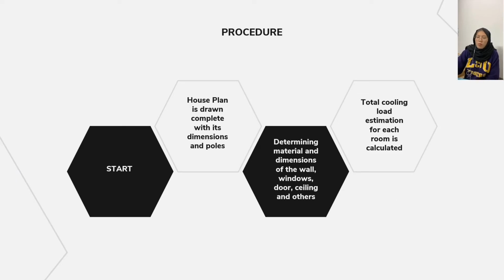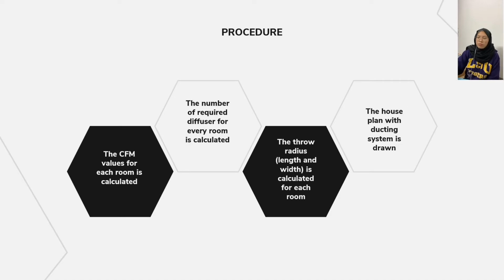Now let's talk about the procedure. The procedure starts with the house plan being drawn complete with its dimensions and poles, the latitude. Next, determining the material and dimensions of the wall, windows, door, ceiling, and others. Then, the total cooling load estimation for each room is calculated by using the cooling load estimation table.